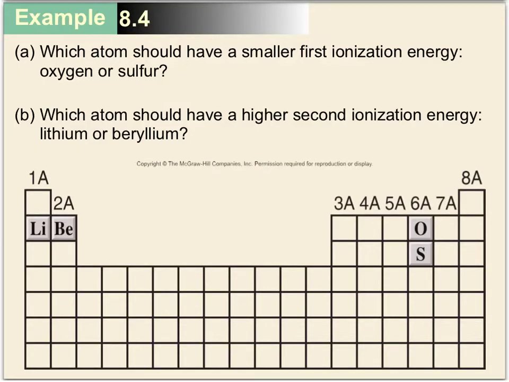Let's apply this trend to a problem. Which atom should have a smaller first ionization energy, oxygen or sulfur? And then which atom should have a higher second ionization energy, lithium or beryllium?